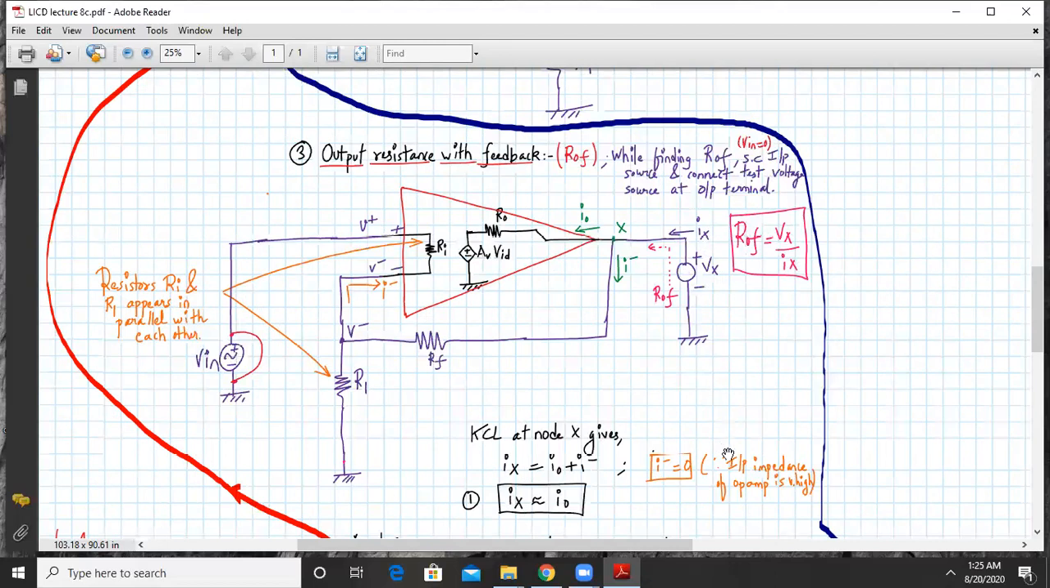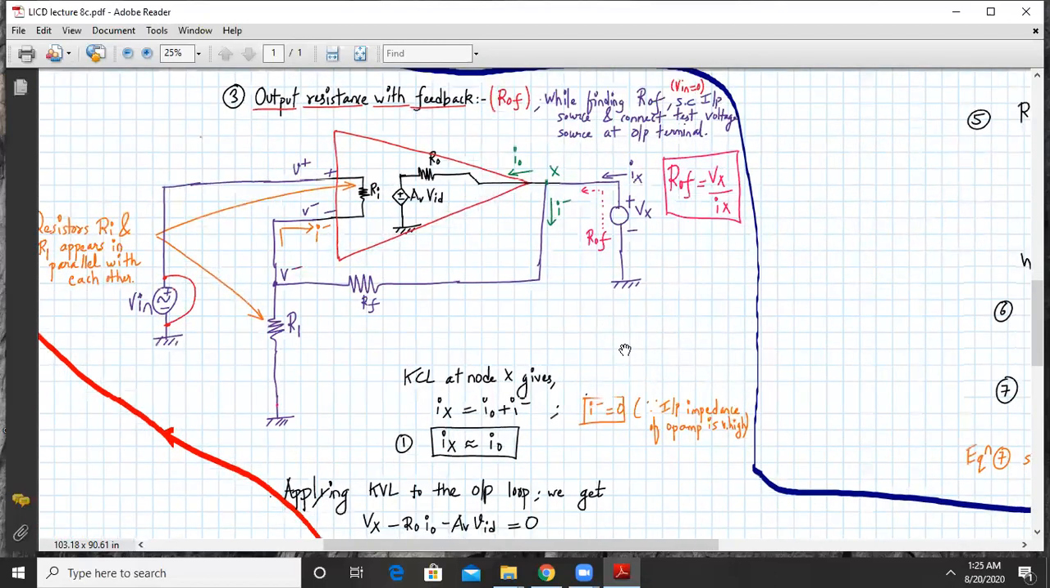So let us start with the analysis. First we'll apply the KCL at node X. So this is my node X. What does the KCL say? Sum of outgoing currents is equal to sum of incoming currents. Here the incoming current is Ix, the rest are all outgoing. So Ix will be equal to I naught plus I minus. And we know that I minus has to be 0 for an op-amp because of its very high input impedance. So I can write Ix is approximately equal to I naught.